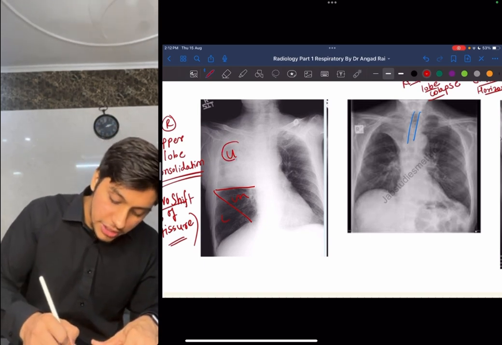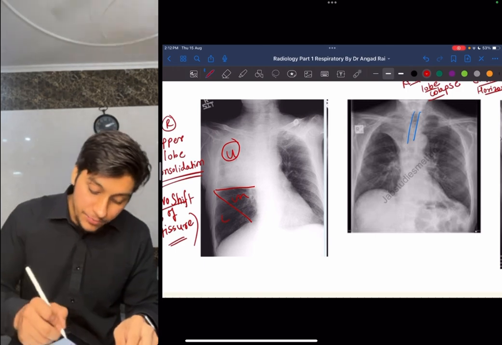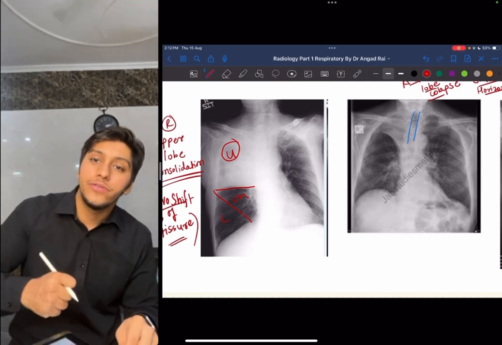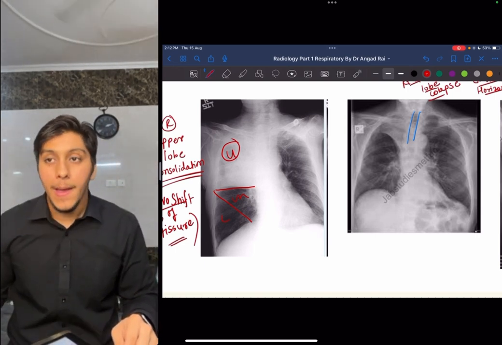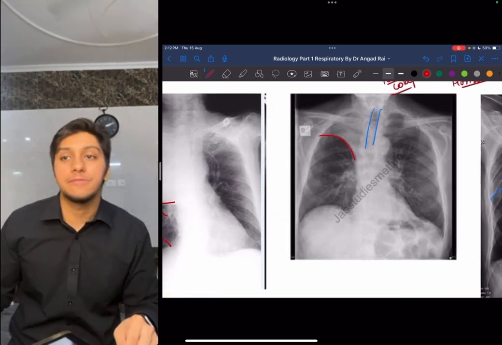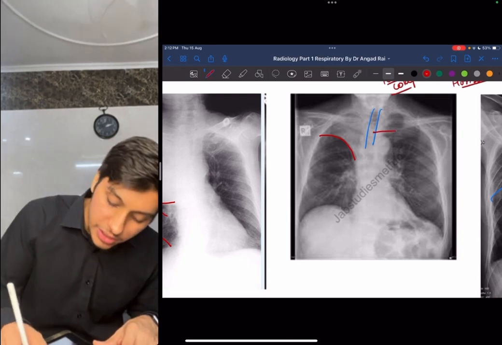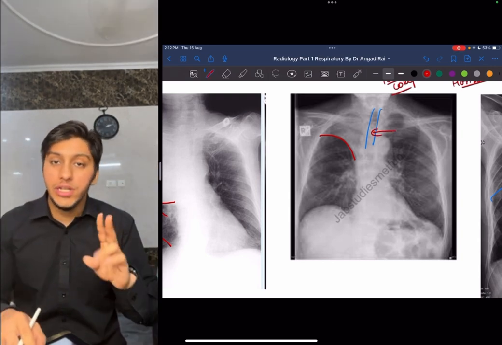So I know the consolidation is going to be in the upper lobe. Now, how do I know this is a consolidation, guys? It is because this fissure which I have drawn is not pulled towards the lesion. In case of collapse, guys, the fissure is pulled towards the side of collapse, and there will be tracheal deviation towards the same side. So two distinguishing features are there.